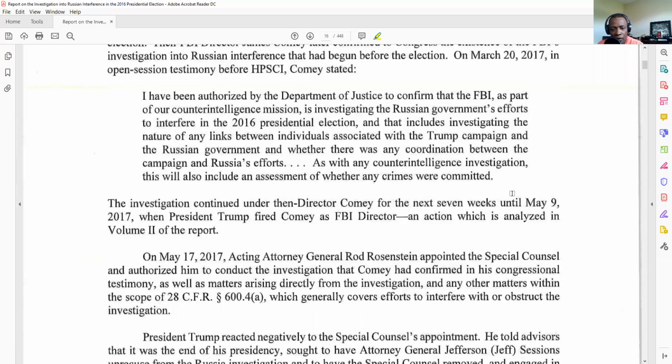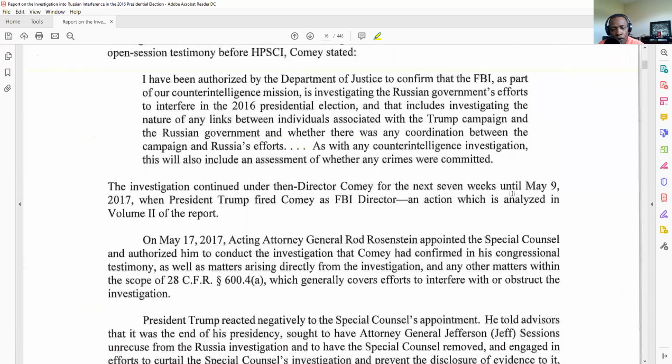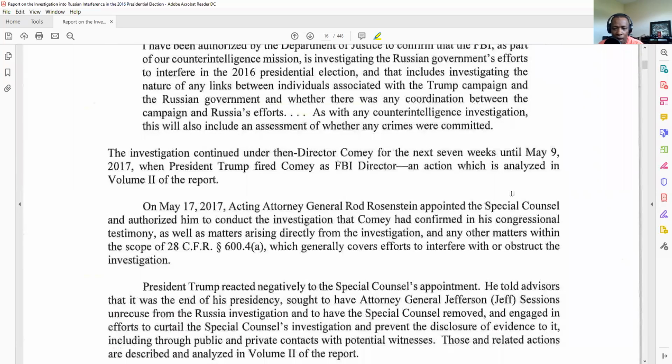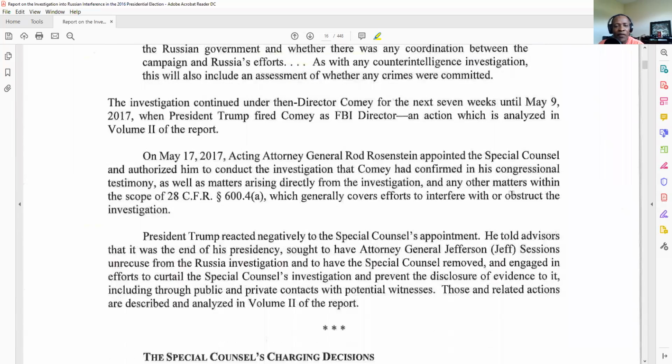Gotta understand. So the FBI was running a counterintelligence investigation and also looking into if there were any crimes. In the commentary, the investigation continued under then Director Comey for the next 7 weeks until May 9th, 2017, when President Trump fired Comey as FBI Director, an action which is analyzed in Volume 2 of the report.